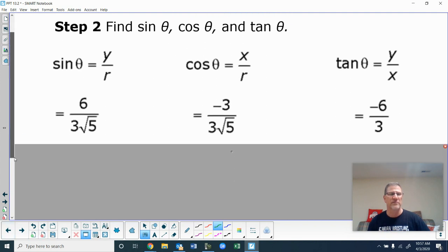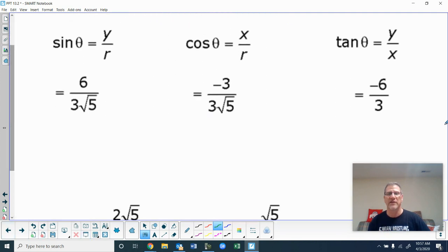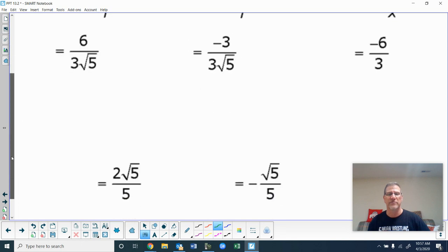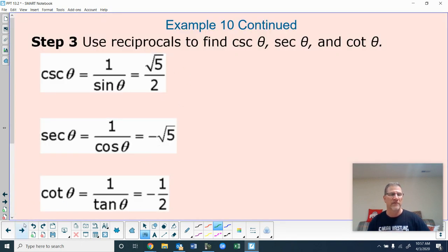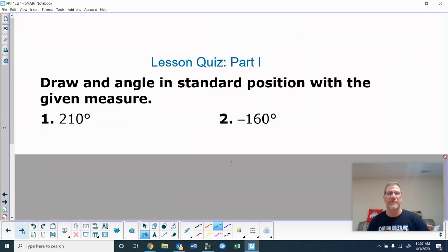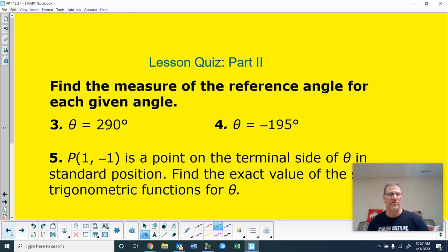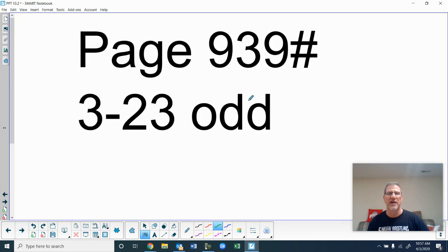Got to reduce those. All right, I'll click that. There's the reduced answers down there, which we did. And then the reciprocals. Okay, so that's basically it. You can do those for extra practice if you want. But here's your assignment. Again, do the best you can.